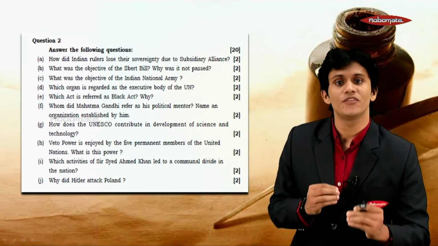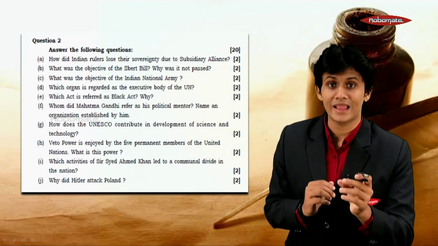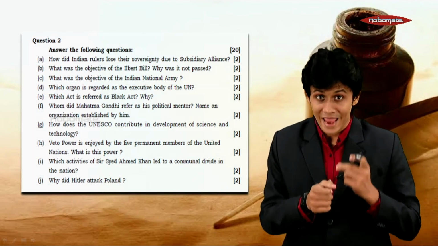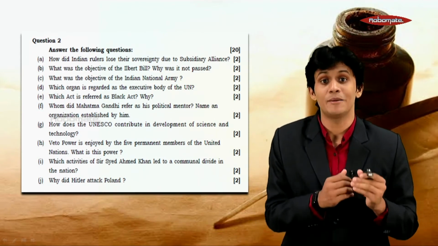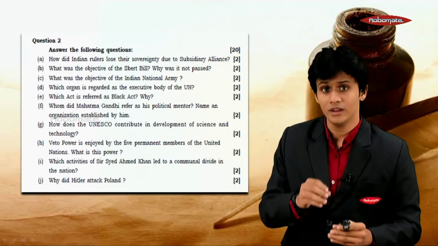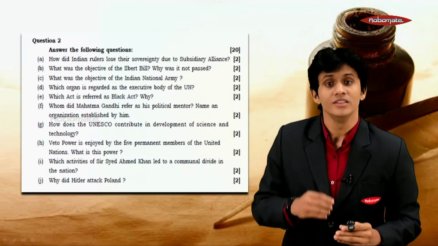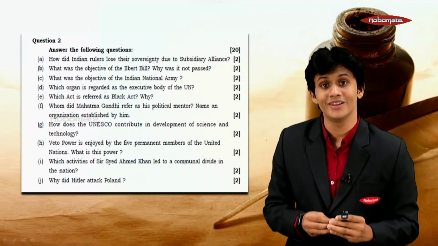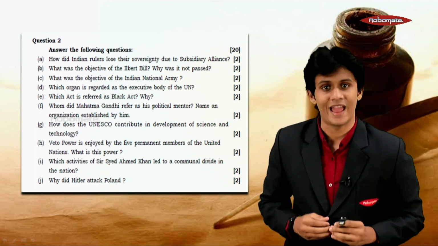Which act was referred to as Black Act? Most of the students confuse this Black Act with Black Hands that belongs to chapter World War I, the Union of Death that planned the assassination of Archduke Franz Ferdinand. But here, Black Act, this is not a question from the contemporary section. This is a question from the Indian section, that is, Black Act was none other than your Rowlatt Act.